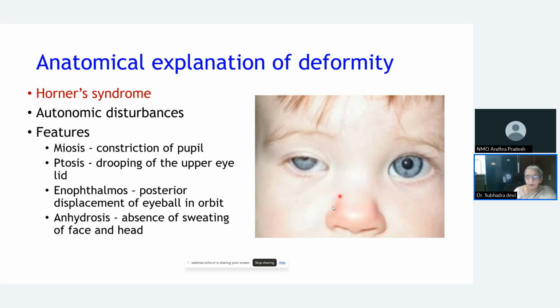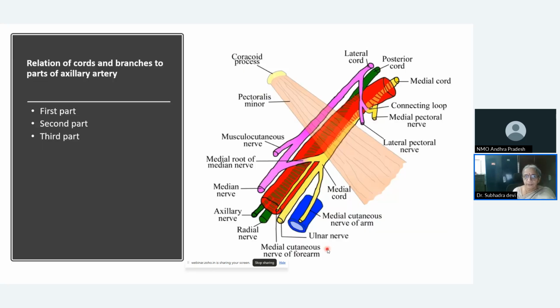So this is Horner syndrome, autonomic disturbance. So there is constriction of the pupil, drooping of the upper eyelid, you can see, and posterior displacement of the eyeball in the orbit you are seeing, and absence of sweating of the face and forehead. These are the features of Horner syndrome.